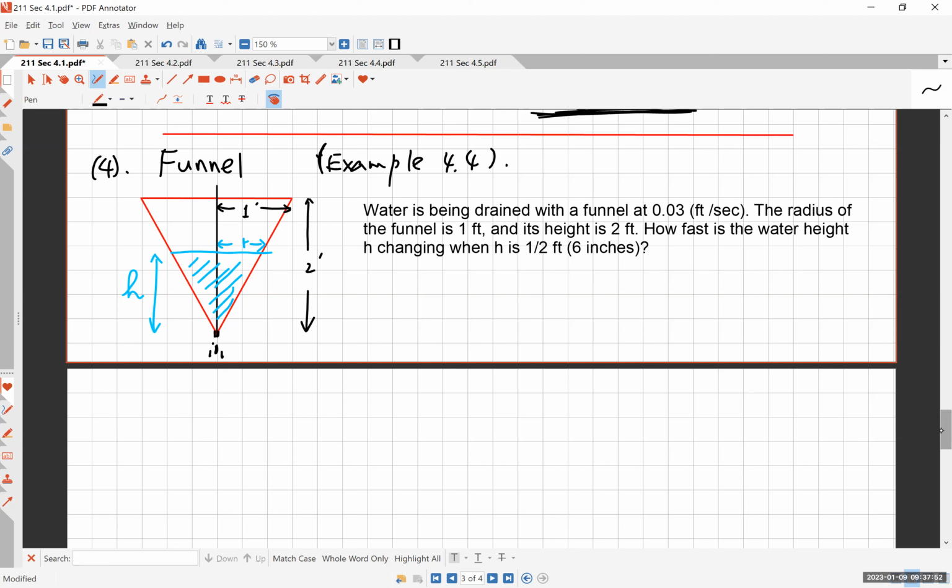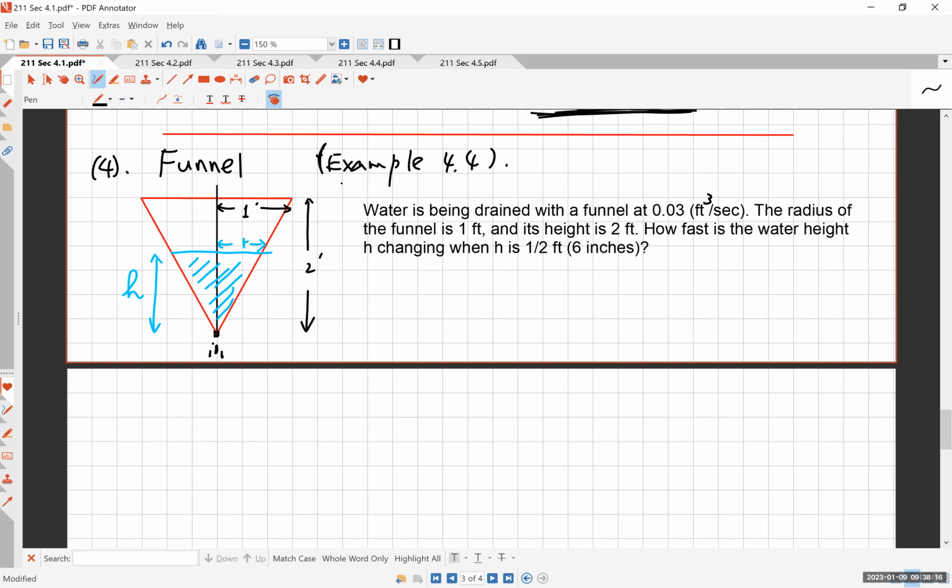All right, so the funnel, and you can tell what's happening is the water is going down here, and let's read the question first. Water is being drained with a funnel at 0.03 cubic feet per second. The radius of the funnel is 1 foot, so the diameter is 2 feet, and then the height is 2 feet.